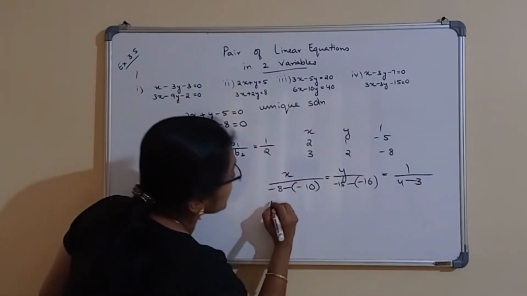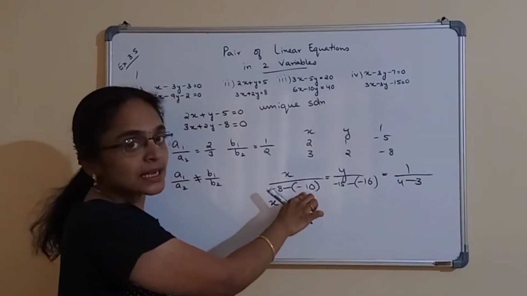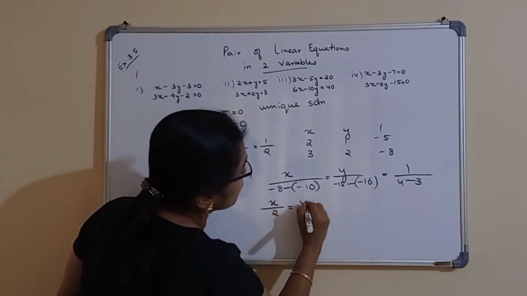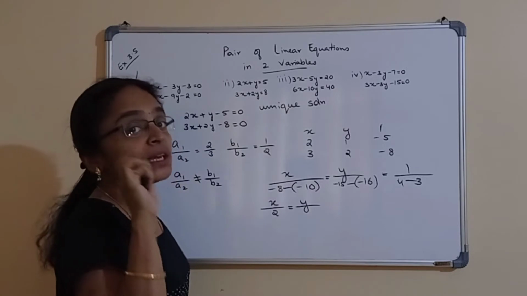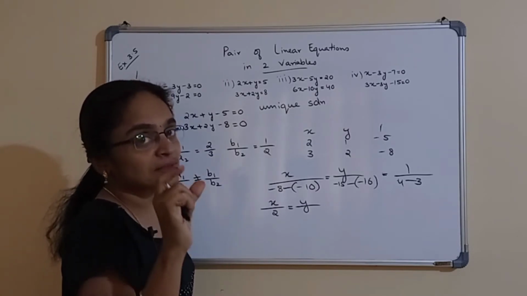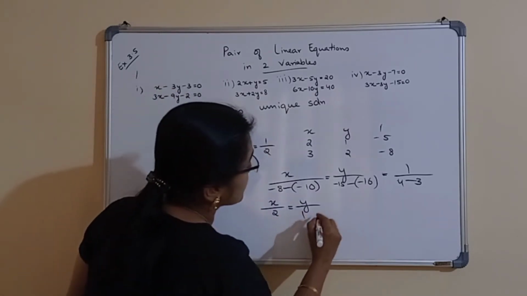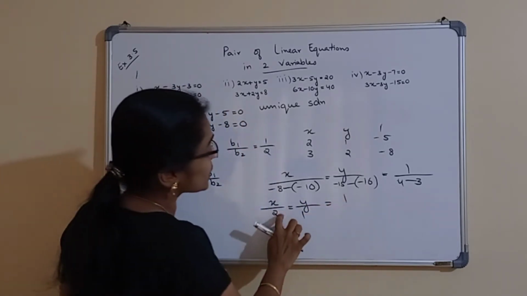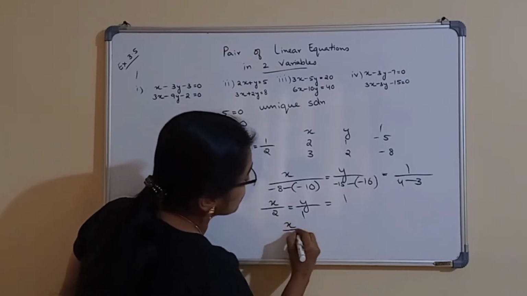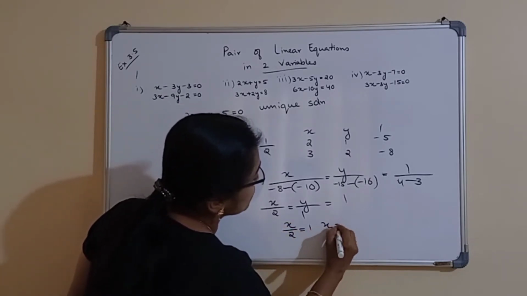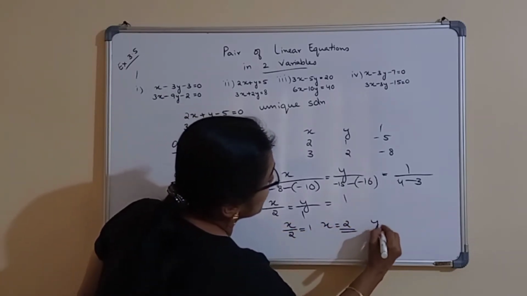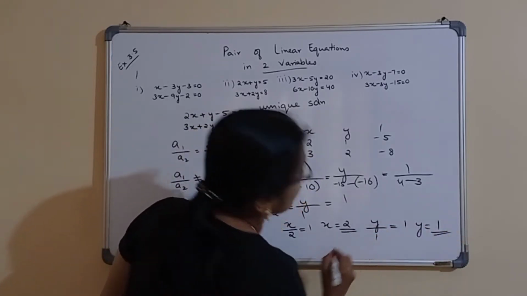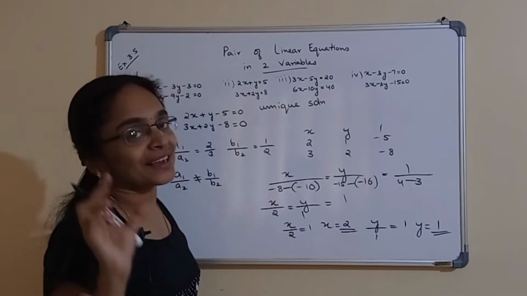So, we have x by minus 8 plus 10, which is 2. So, x by 2 is equal to y by minus 15 plus 16. What is minus 15 plus 16? It is 1. It is equal to 1 by 1, that is 1. Now, equate this. x by 2 is equal to 1, which means x equals 2. And y by 1 is equal to 1, which means y is equal to 1. So, the value of x is 2 and y is 1.